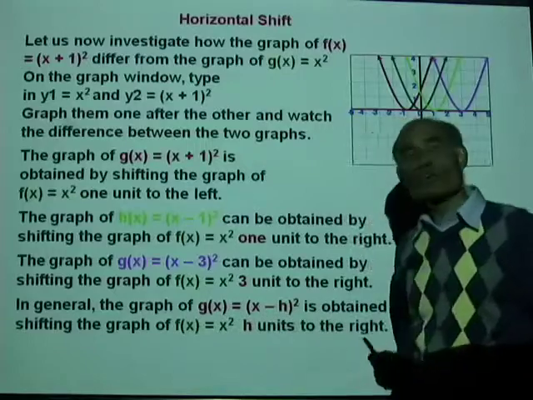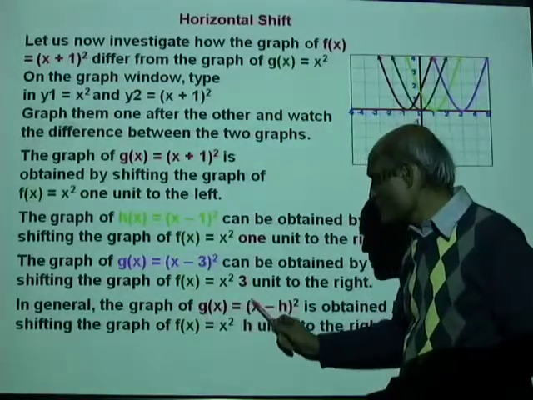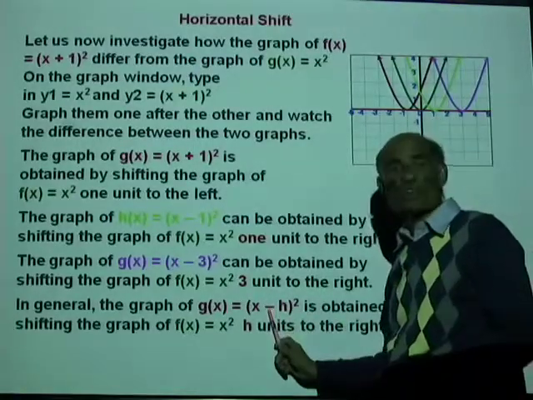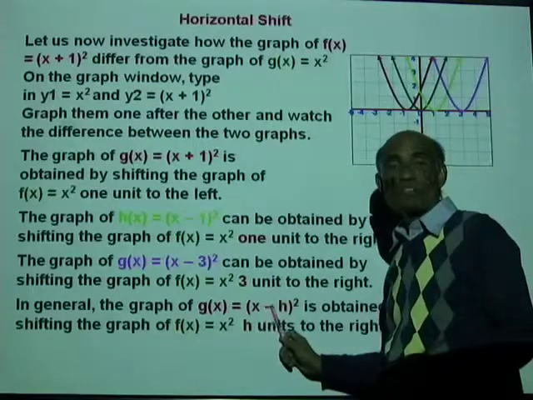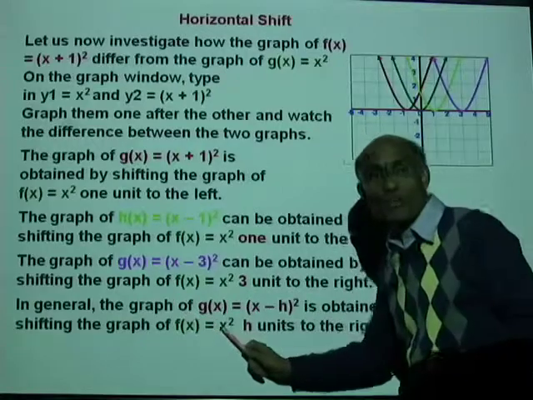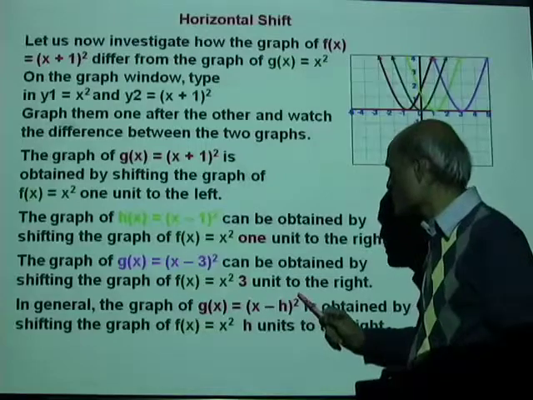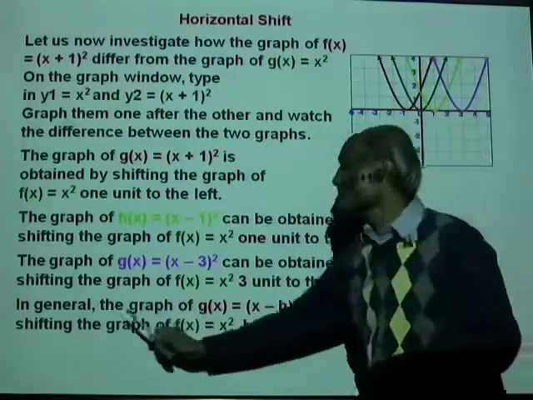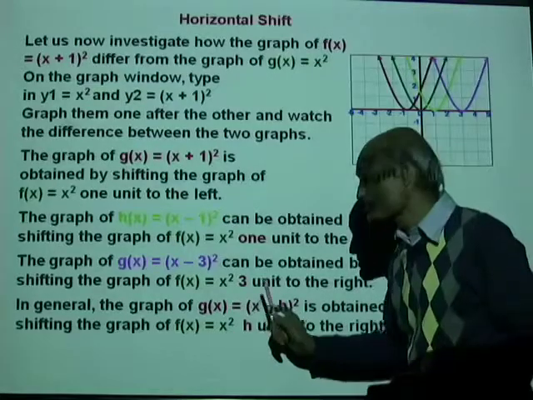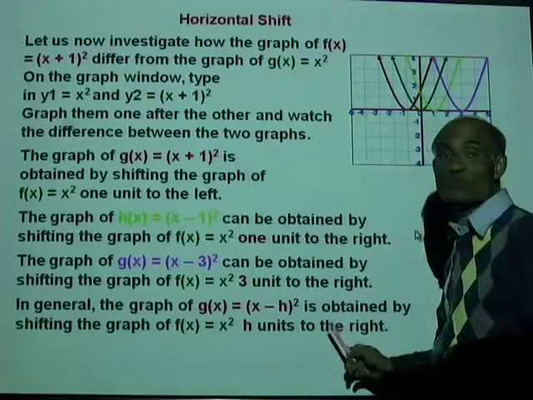Well, look at the general form. In general, the graph of g of x equal to (x minus h) all squared. I want you to look at this. In the general form, the sign is negative, not positive. So this is the general form of the parabola. g(x) equal to (x minus h) squared is obtained by shifting the graph of f(x) equal to x squared h units to the right. H units to the right.